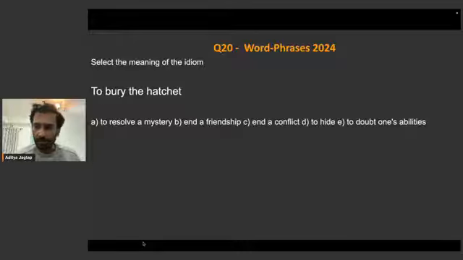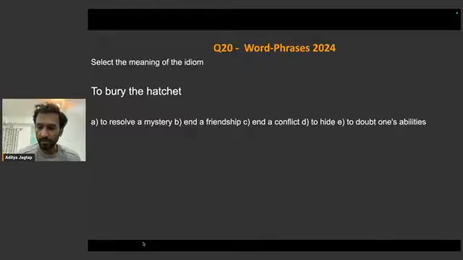To bury the hatchet, question 20 from the 2024 paper. Again, an easy question. What could the meaning of this idiom be? Israel and Palestine are burying the hatchet, right? Based on current affairs. So if you don't know the meanings of certain things, keep a track of it in the Excel sheet. Use sentences which would make you remember what these things mean. If it's from the news, it will be slightly easier to remember.